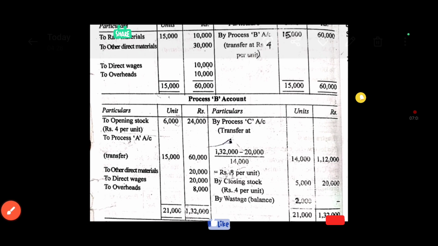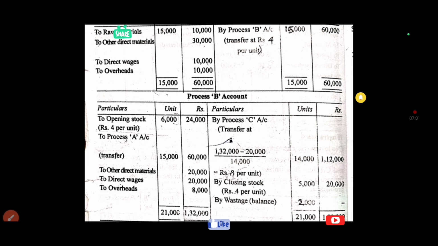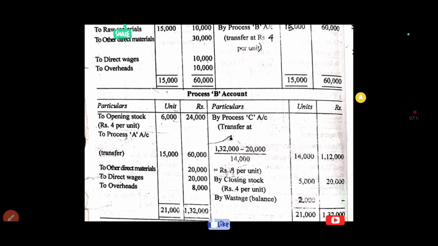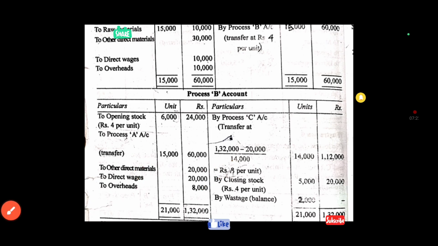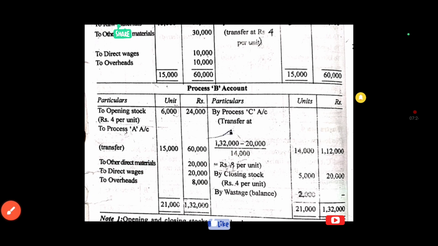So after you enter the process A account at the opening stock and closing stock, then as usual you are going to enter all the costs on the debit side. What are all the costs on the debit side? Other direct materials 20,000 rupees, direct wages 20,000 rupees, overhead 8,000 rupees is entered.